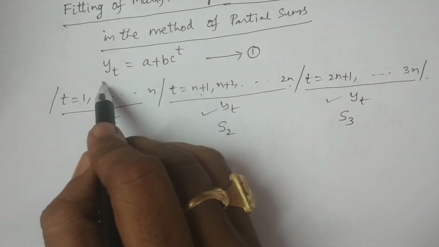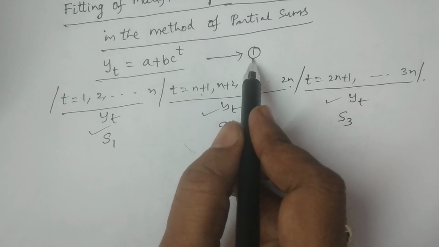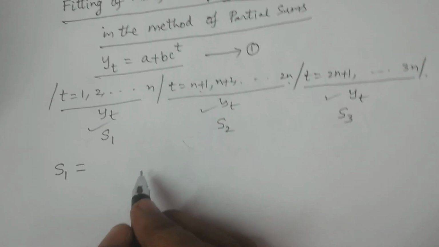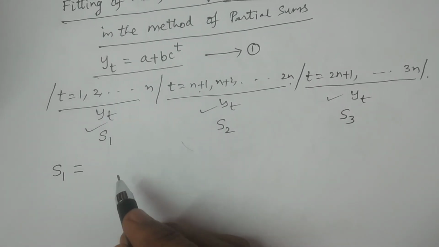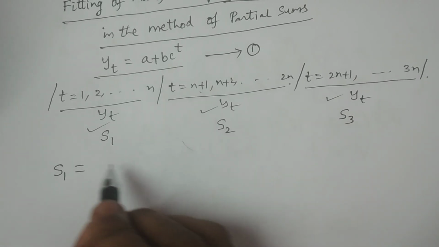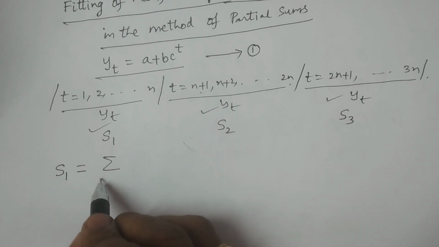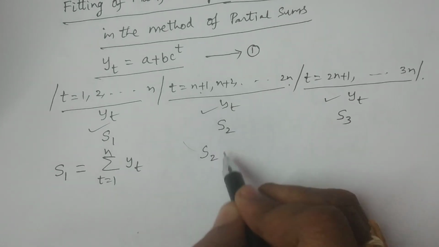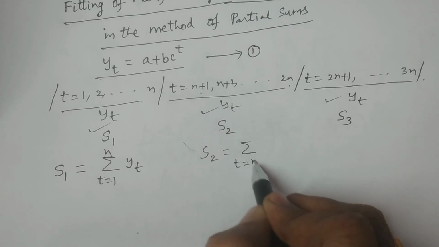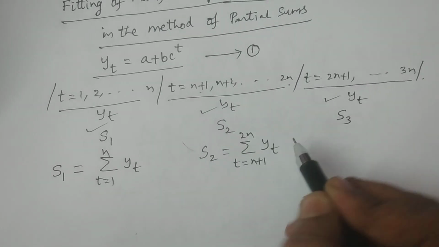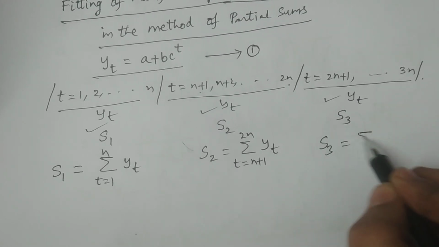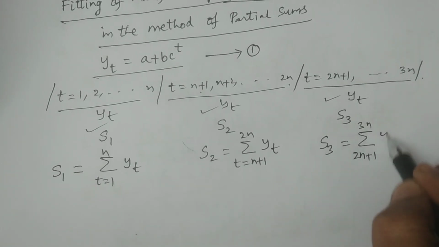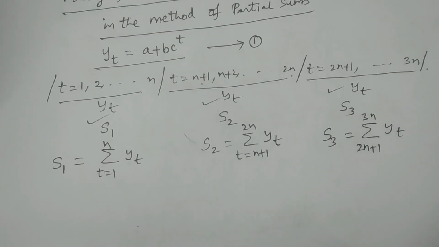Now, considering yt equal to a plus b into c power t as the modified exponential curve, I am calculating S1. S1 is nothing but the summation for t equal to 1 to n of yt, and S2 is equal to the summation for t equal to n plus 1 to 2n of yt. S3 is equal to the summation from 2n plus 1 to 3n of yt. So these are the three particular values.